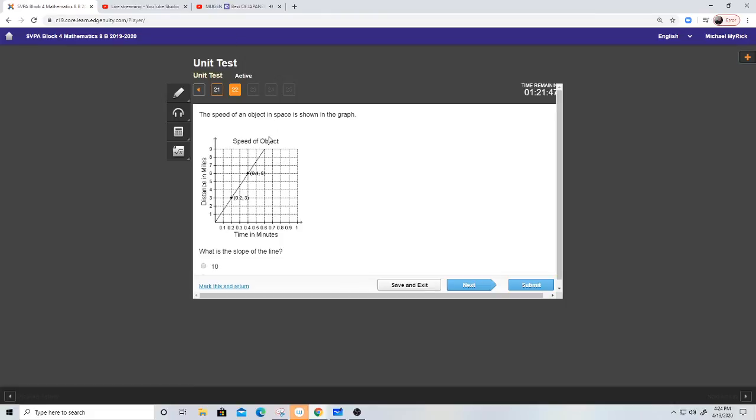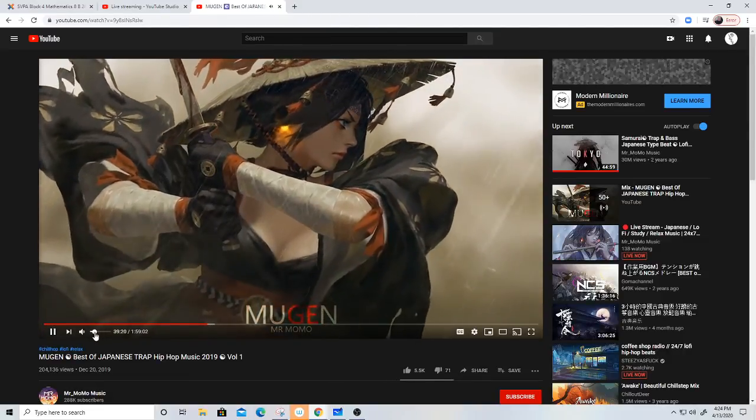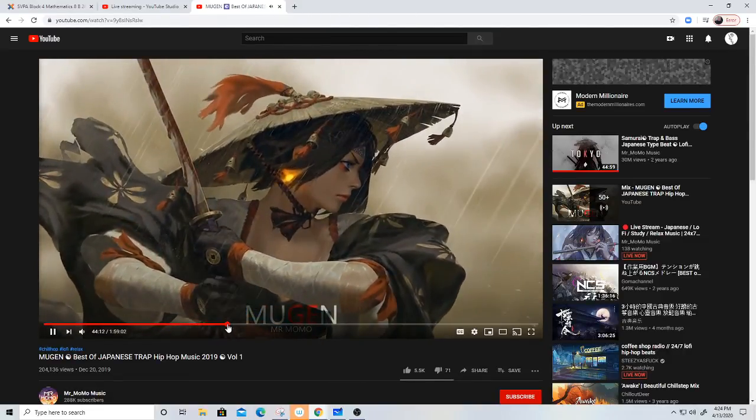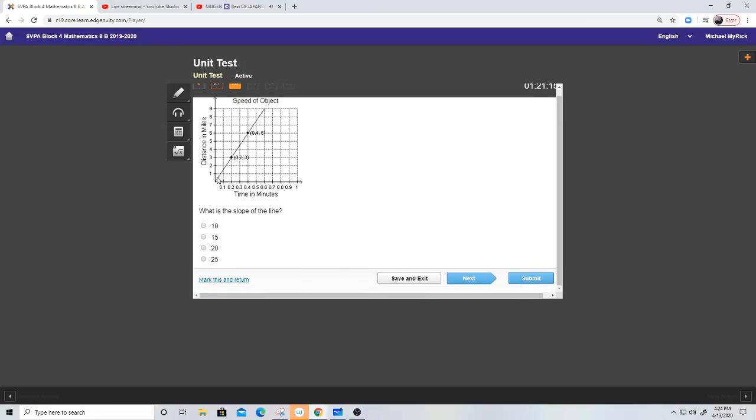Alright, the speed of an object in space. Okay, this is also terrible. The speed of an object in space is shown below. What's the slope of the line? This is really cool for us because they gave us this origin. So basically, how much does it go up? 3, right? And how much does it go over? 0.2. That's the trick. So what is that? What is up 3, right 0.2?